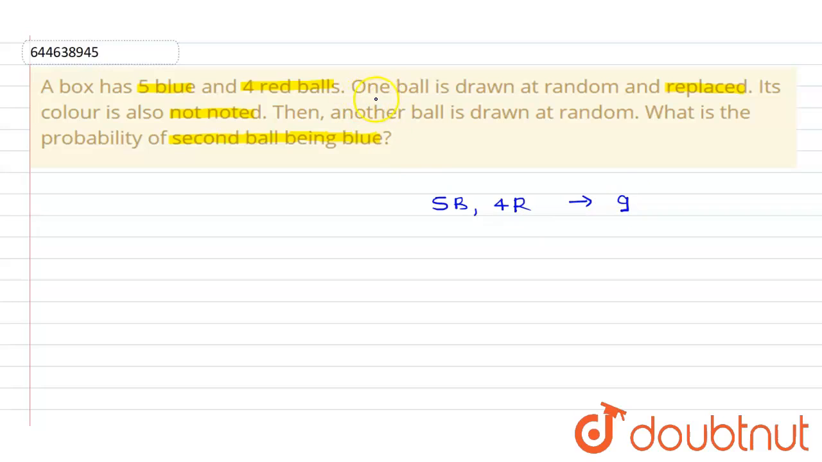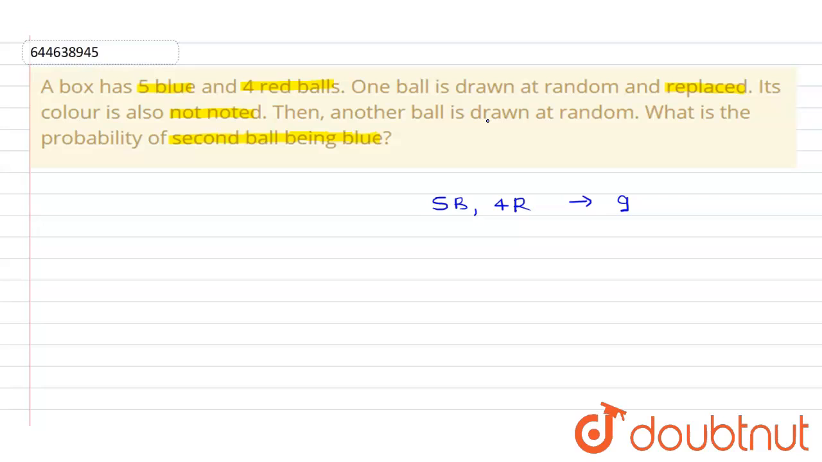Now in the first event, one ball is drawn at random and replaced. Now the second ball is drawn at random and replaced. Therefore we can safely say that event 2 is not affected by event 1 because this ball is replaced. Therefore we can say that event 2 is independent of event 1. Therefore we need not consider this given situation, which is that one ball is drawn at random and replaced, and its color is not noted. We need not consider this.